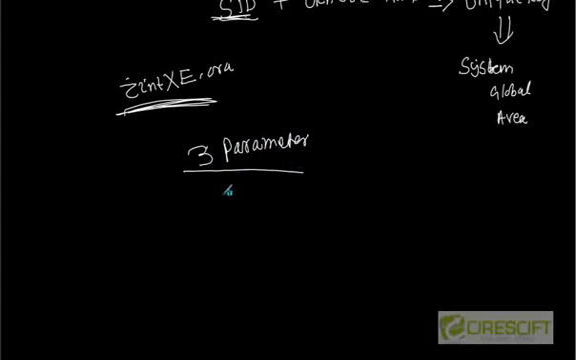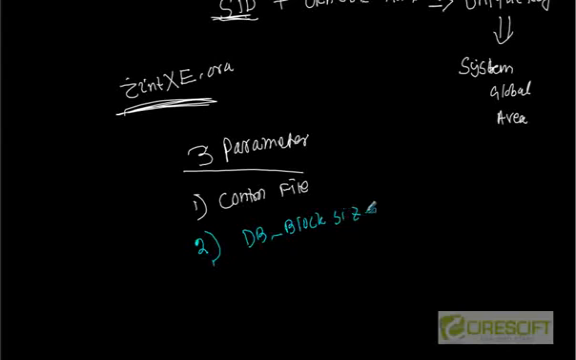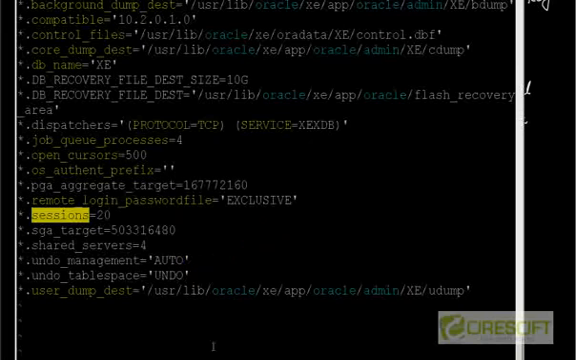Those parameters are your control file. So number one is control file, and number two parameter that you need is database block size, and number three parameter that we are going to need is database name. So if you have these three parameters, then all other parameters are either default or can be computed based on these parameters.